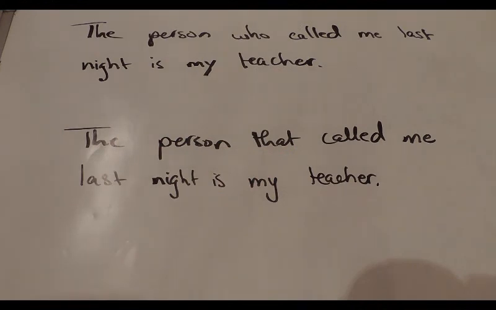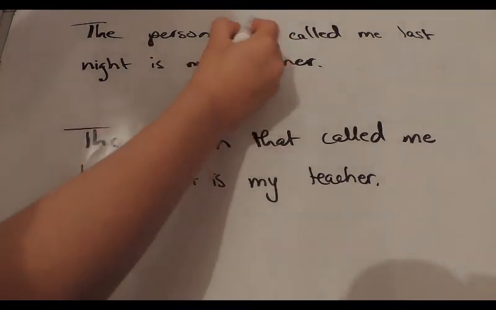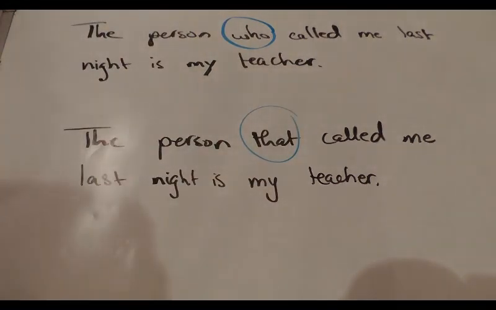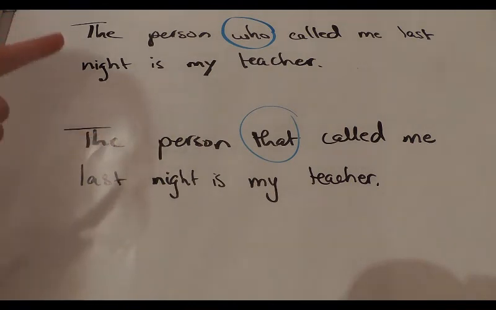The person who called me last night is my teacher. The person that called me last night is my teacher. I didn't do anything. I just replaced who with that, just to show you that that works for humans in this case, and later on we're going to see how it works with things. But for now, we're just going to stick to who.